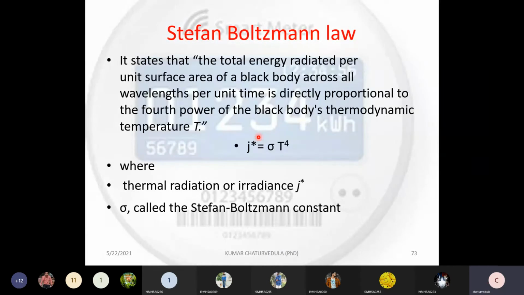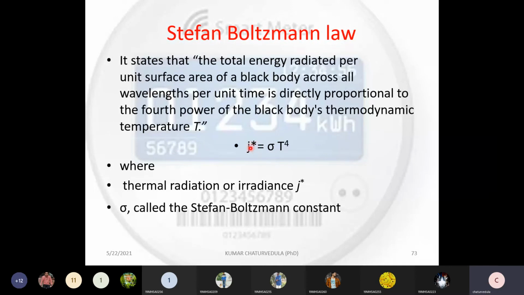For measuring this temperature, we are using the Stefan-Boltzmann law. According to this law, the total energy that is radiated by a black body, across a unit surface area, across all wavelengths per unit time, is directly proportional to the fourth power of temperature. Here J is the thermal radiation, which is proportional to the fourth power of the thermodynamic temperature, so T power 4.